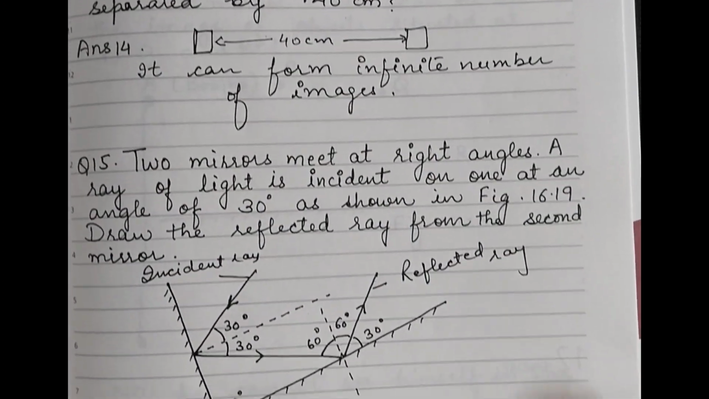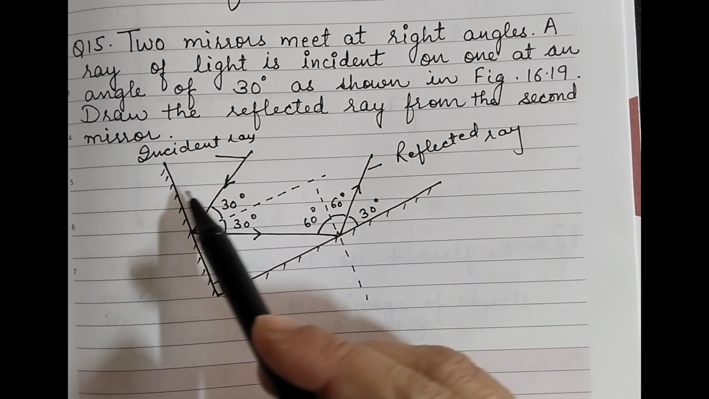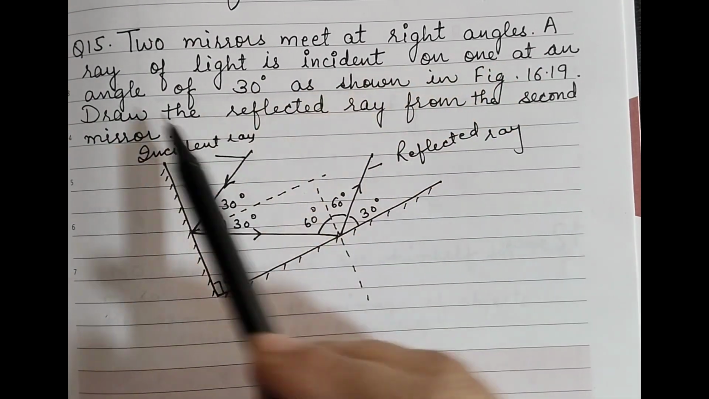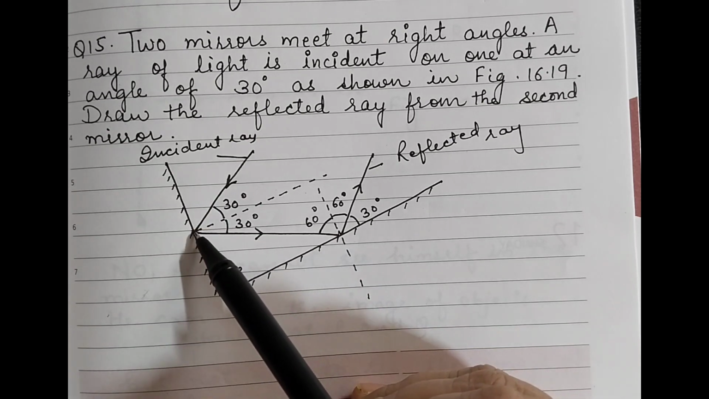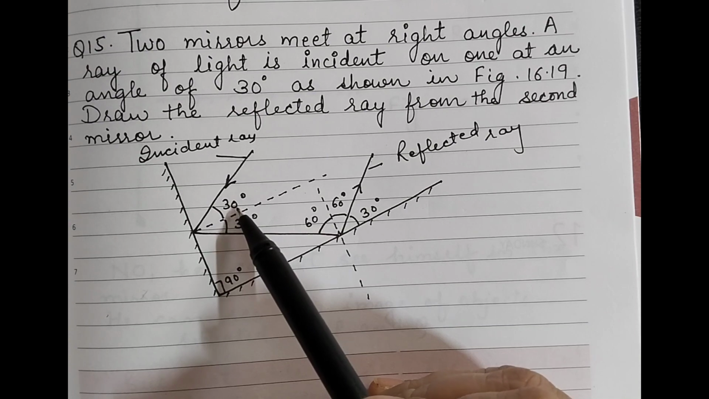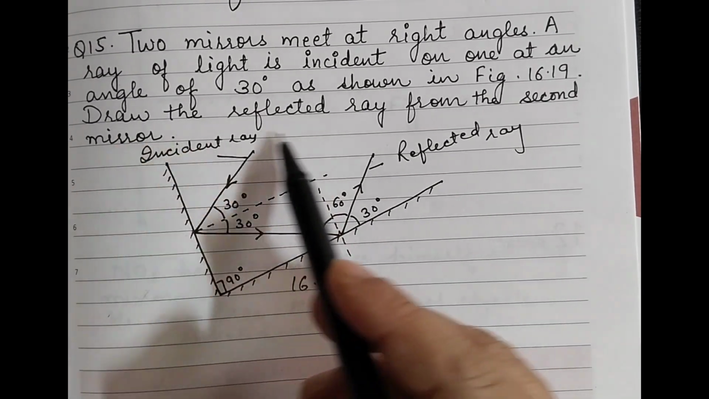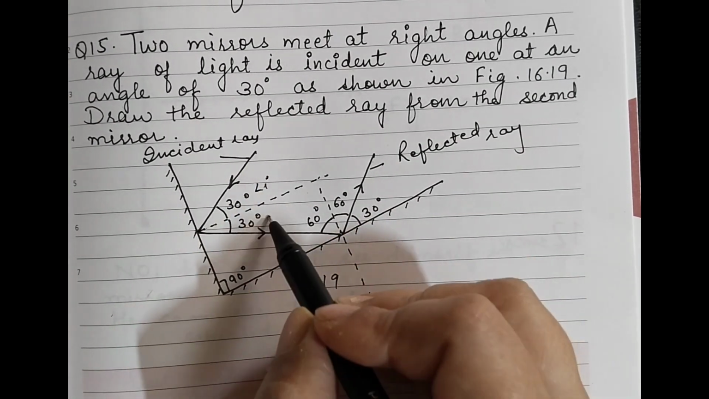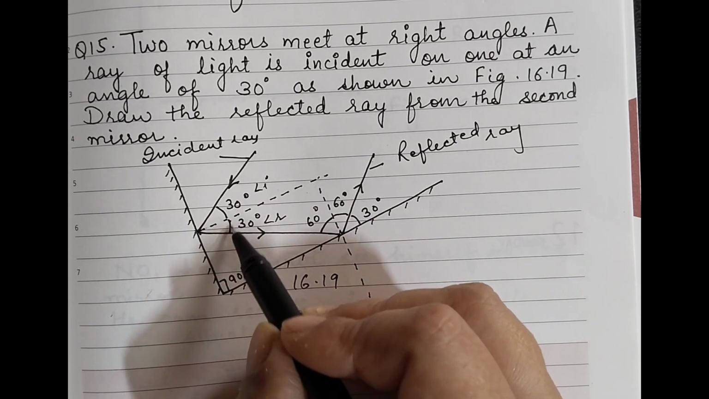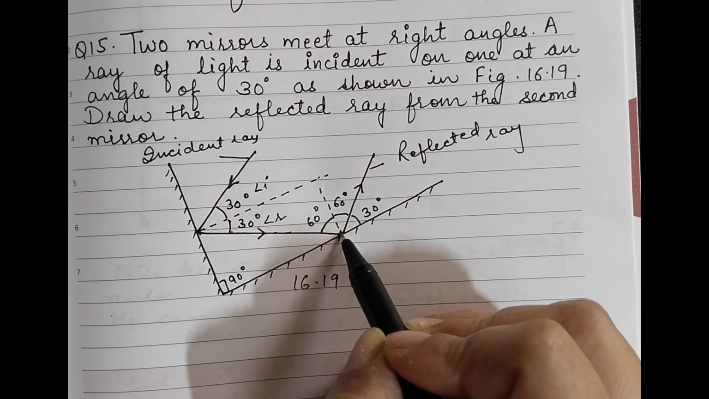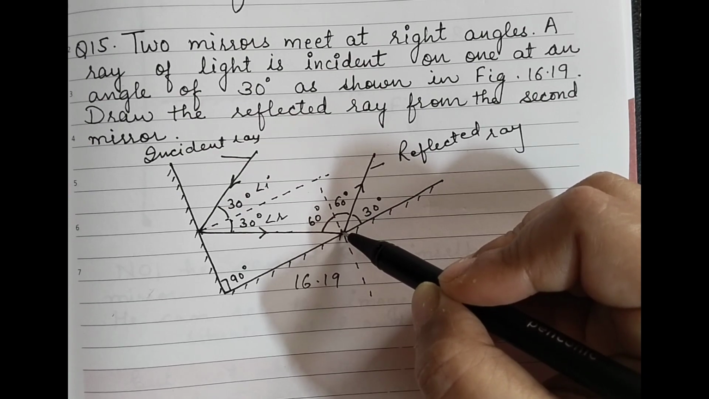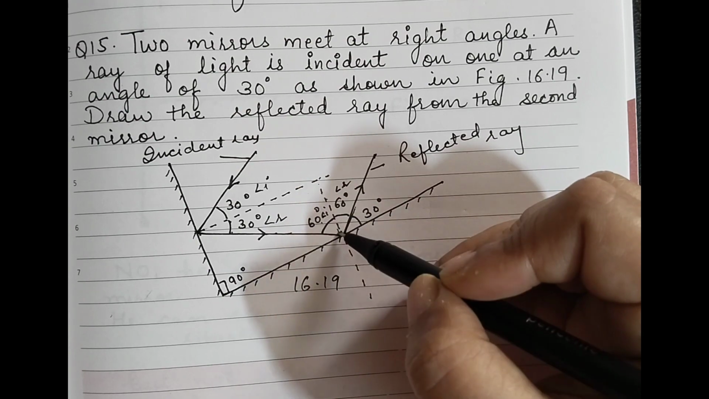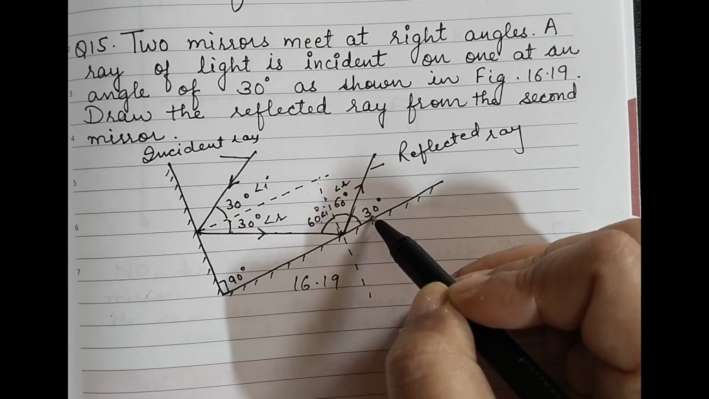Question number 15. Two mirrors meet at right angles. Two mirrors, they are meeting at right angles. A ray of light is incident on one at an angle of 30 degree. This is incident ray. It makes an angle of 30 degree as shown in figure 16.19. Draw the reflected ray from the second mirror. Now look here, this is given to you. We know angle of incidence is equal to angle of reflection. So we are making this angle again of 30 degree angle of reflection. This reflected ray is incident on the second mirror, and it makes an angle of 60 degree with the normal. Again angle of incidence is equal to angle of reflection. So reflected ray makes 60 degree angle with the normal, and with the mirror the angle of reflection is of 30 degree.